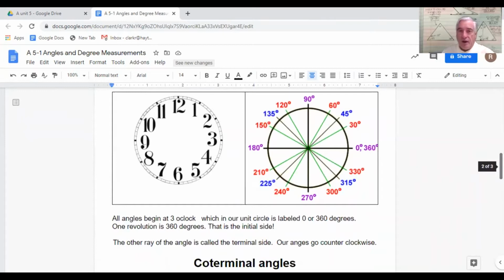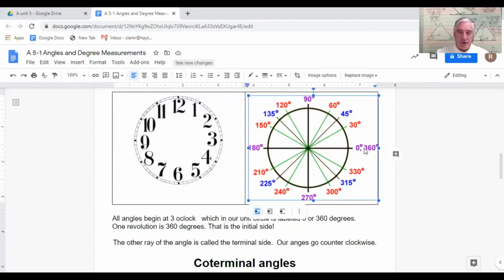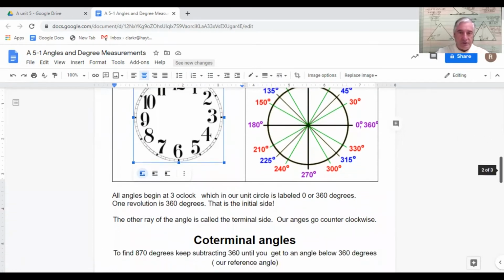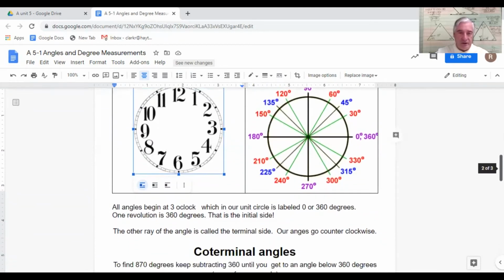All angles on our circle are going to begin at 3 o'clock, or what over here is marked 0 and 360. The angles go counterclockwise. Negative angles would go clockwise. Positive angles go counterclockwise. So if we went from 3 to 12, that's a 90-degree angle. If we went from 3 to 180, that's a straight angle. And if we went from 3 or 0 to 270, that's a 270-degree angle. Unlike geometry, you can now get angles bigger than 90 degrees, bigger than 180 degrees.